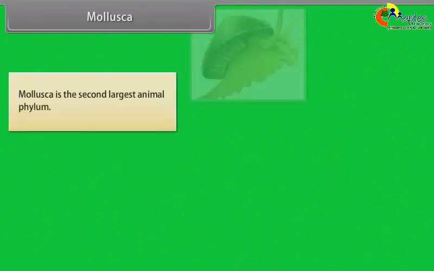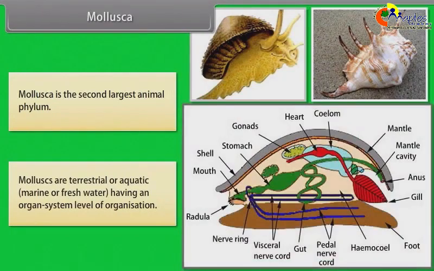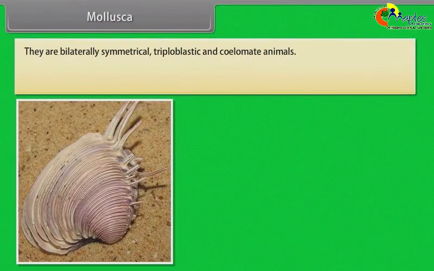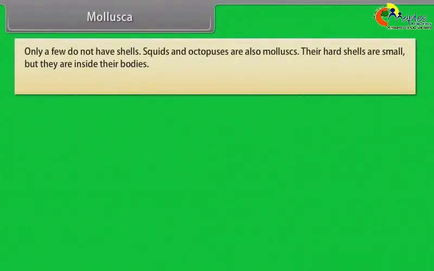Mollusca. Mollusca is the second largest animal phylum. Mollusks are terrestrial or aquatic, marine or freshwater, having an organ system level of organization. They are bilaterally symmetrical, triploblastic, and coelomate animals. Body is covered by a calcareous shell and is unsegmented with a distinct head, muscular foot, and visceral hump. A clam has 2 shells, joined together by a hinge. Only a few do not have shells.